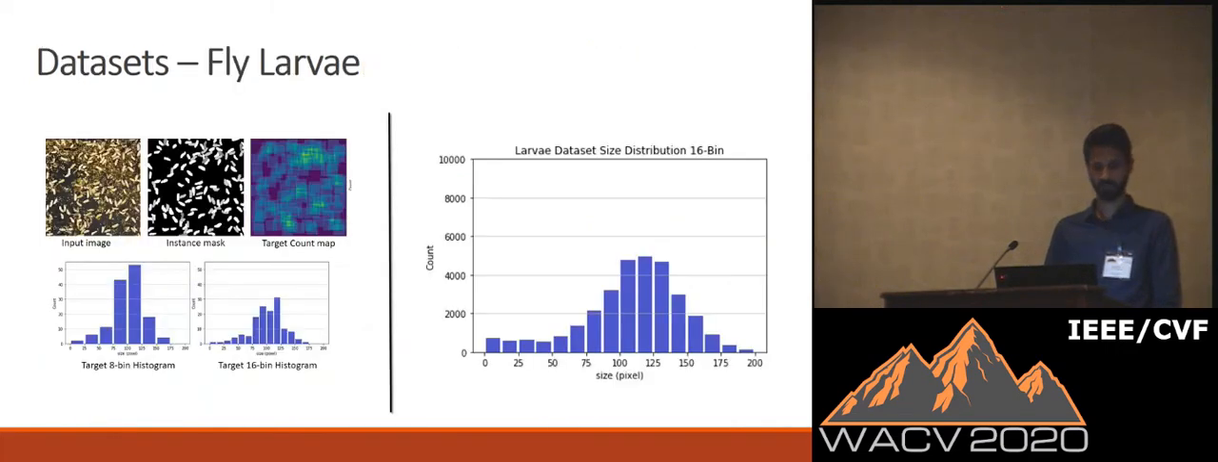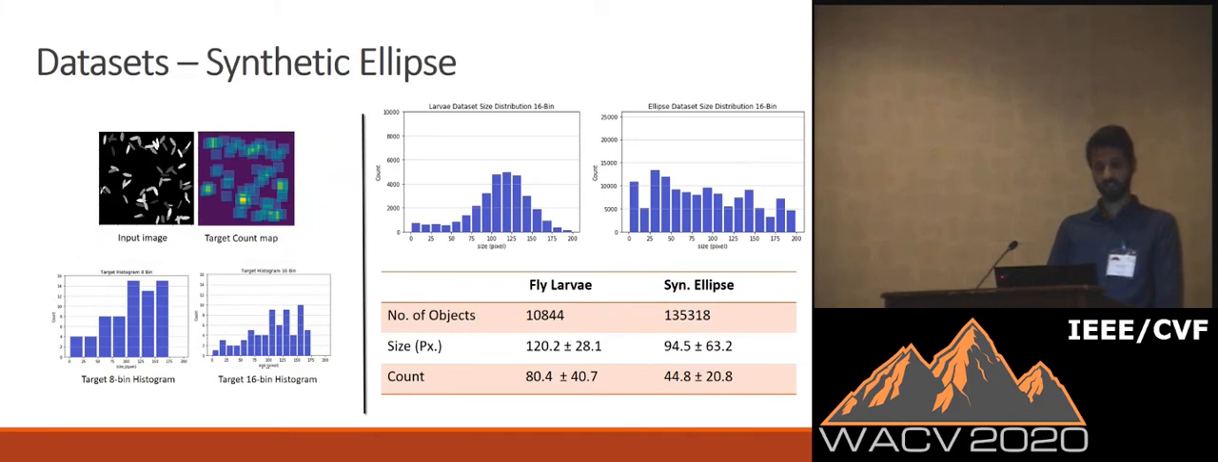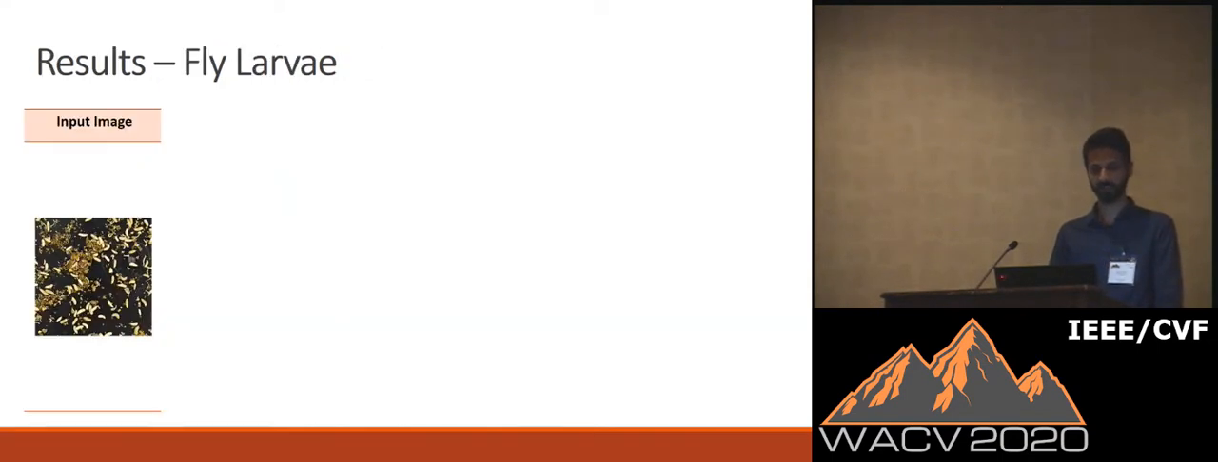We evaluate our network on three data sets, two of which are shown here. We also present a new fly larva data set, which represents crowded scenarios and consists of 11,000 pixel-wise labeled object instances. As you can see on the right-hand side, to show the robustness of our method to variation in size histogram, we created a data set of thin ellipses having large variances in object sizes.